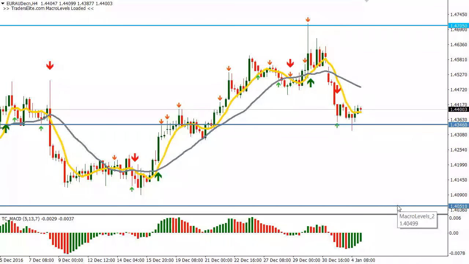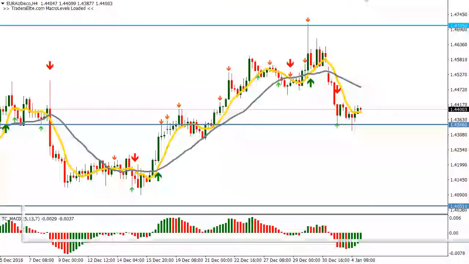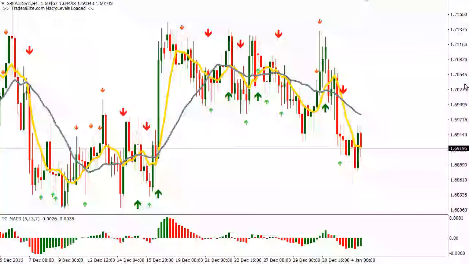Of course, these are all based on idealistic performance of the moves, and it's important to lock in profits as you go. I can't overemphasize that enough. Okay, Pound Aussie.